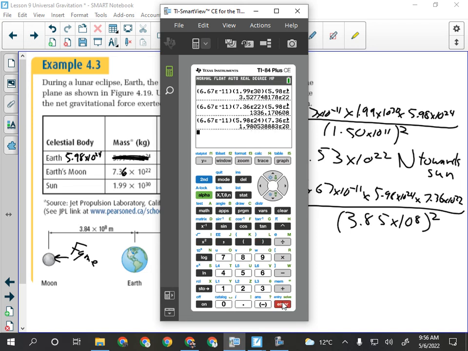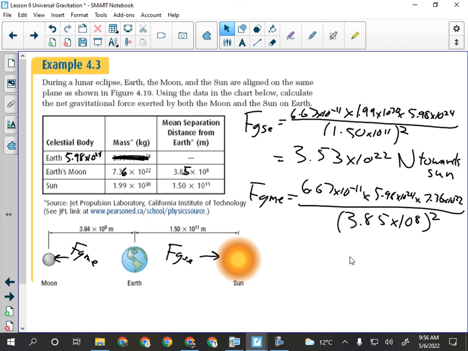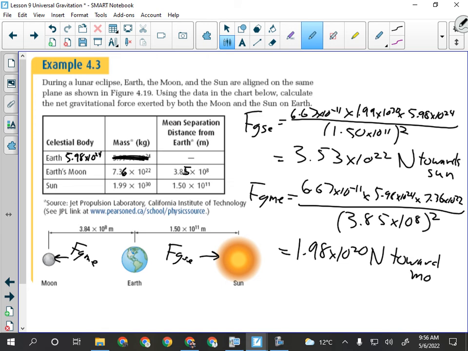Okay, so there's the force of gravity between the Earth and the Moon. 1.98 times 10 to the 20 newtons. And from the Earth's point of view, that's toward the Moon. Okay, how do I find the net force? Would you just do like F net equals the force between Earth and the Sun plus the negative version of the Earth and Moon? Exactly. Vector sum of all forces.